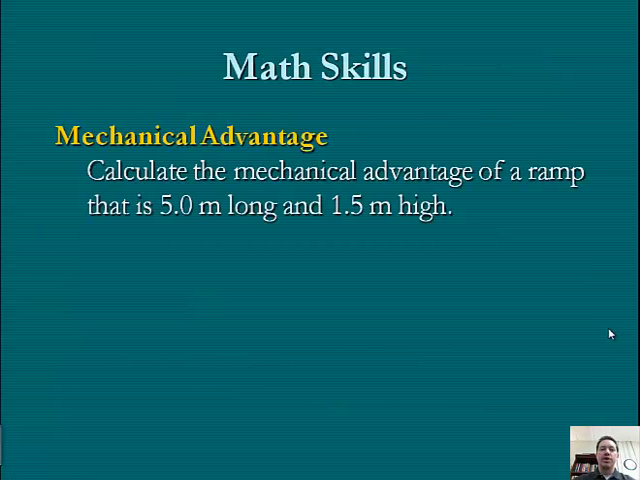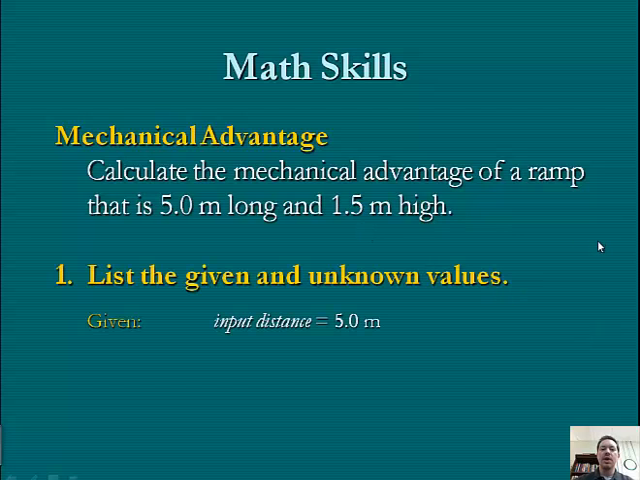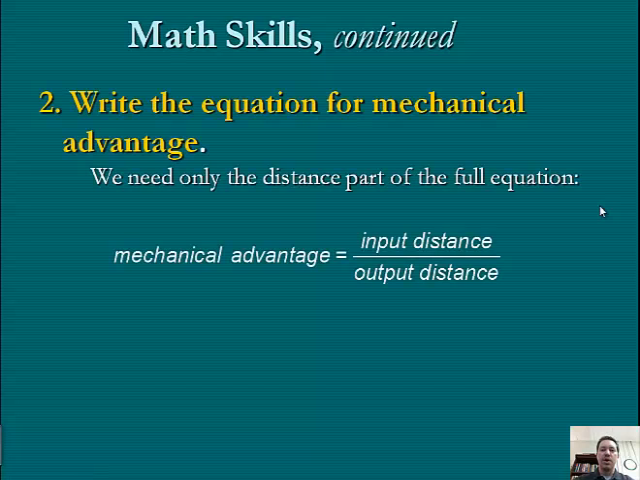All right, so an example problem here: calculate the mechanical advantage of a ramp that's 5 meters long and 1.5 meters high. So we're going to use the distance part of the mechanical advantage equation. So input distance is 5 meters. Our output distance is 1.5 meters. So our mechanical advantage is what we want to find. So again, we only need the distance part of this full equation. So mechanical advantage equals input distance divided by output distance.